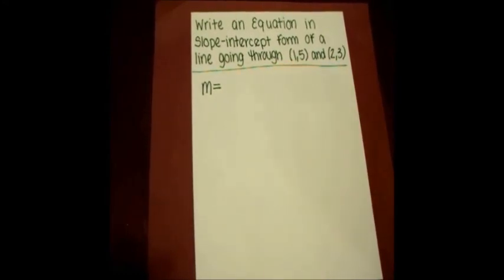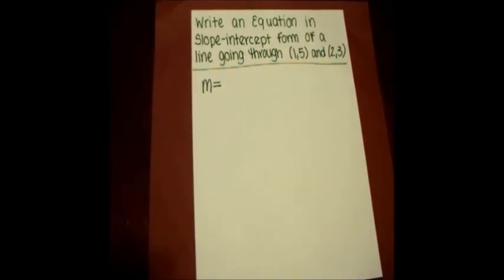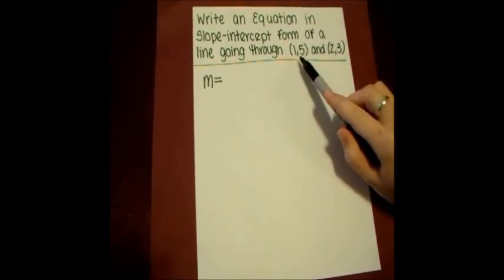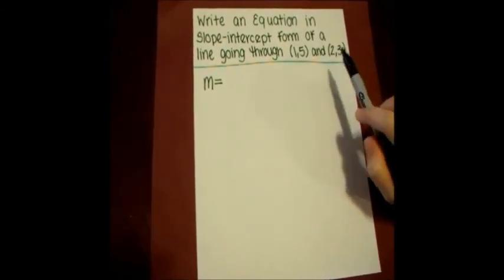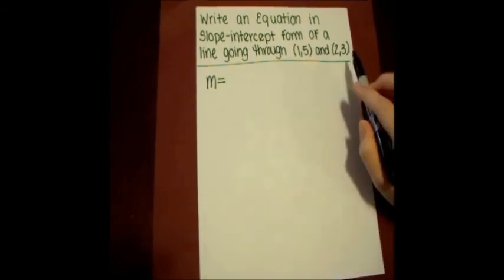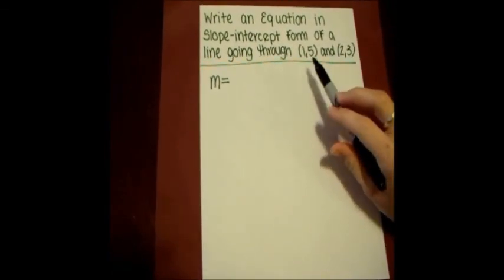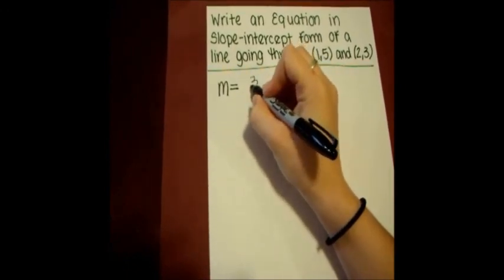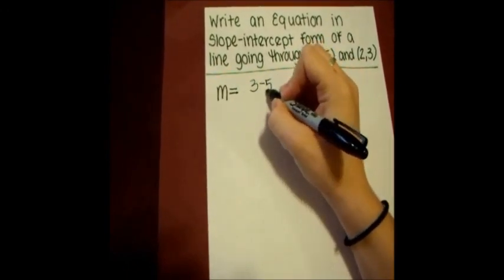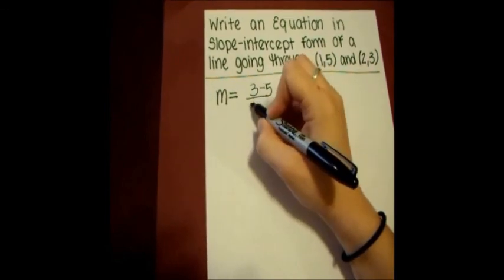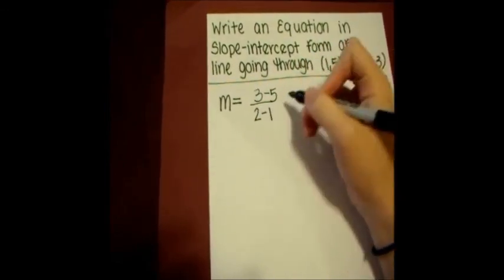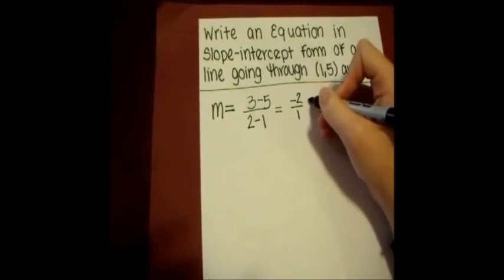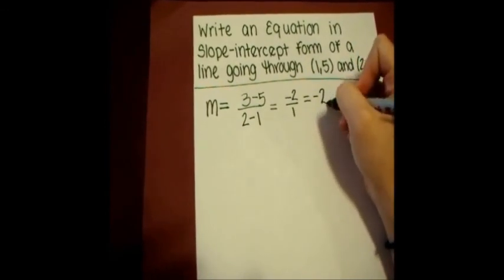Okay, good. Now let's do an example putting everything together. We'll write an equation in slope-intercept form of a line going through the points (1, 5) and (2, 3). We start out by finding our slope. We'll use this as our second point and this as our first point. So your m equals your y2 minus your y1 over your x2 minus your x1. And that will give you negative 2 over 1 for a slope of negative 2.